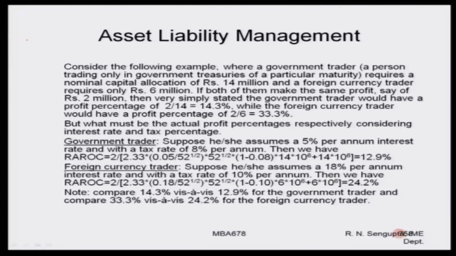Consider the following example where a government trader, a person trading only in government treasuries, requires a nominal capital allocation of 14 million and a foreign currency trader requires about 6 million. If both of them make the same profit, say 2 million, then, very simply calculated, the government trader would have a profit percentage of 14.3 and the foreign currency trader 33.13. But what is the actual profit percentage if you use the concept using the interest rate and actual risk adjusted concepts?